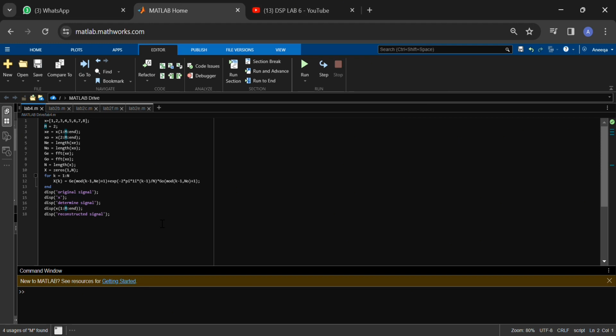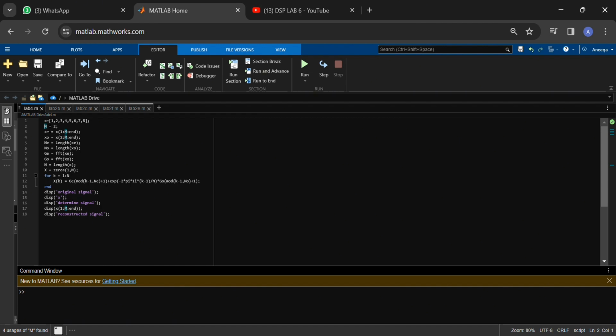This is our DSP lab number 6, and in this lab what we have to do is represent the discrete time digital signals into the frequency domain by using FFT, that is fast Fourier transform. This is our task number 1, and in this task, first of all we have to take a signal and then show its even and odd components by using FFT.